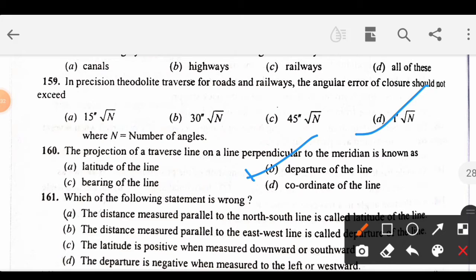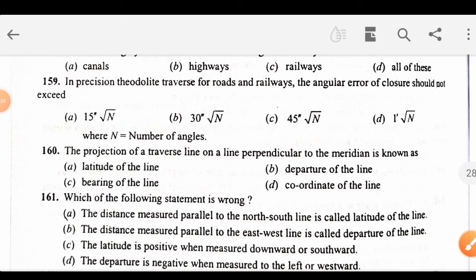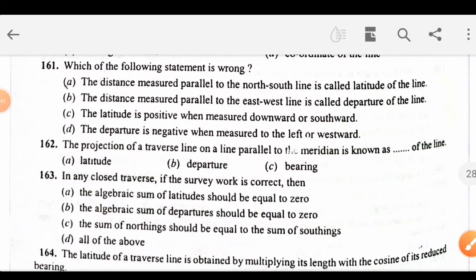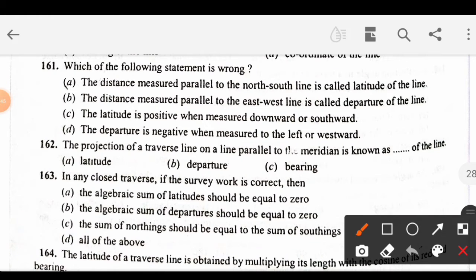Which of the following statements is wrong? कौन सा स्टेटमेंट रॉन्ग? यहाँ पे देखो चारों स्टेटमेंट दिया हुआ, इसमें कौन सा वाला इनकरेक्ट है, रॉन्ग। यहाँ पे करेक्ट आंसर होगा सी, the latitude is positive when measured downward and southward. It is wrong. The projection of a traverse line on a line parallel to the meridian is also known as latitude of the line. Correct answer A.